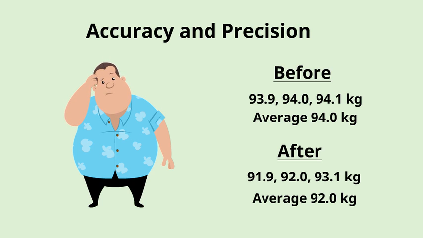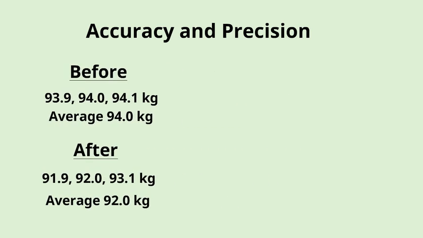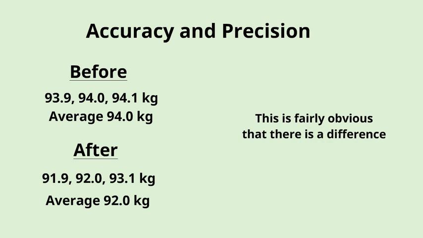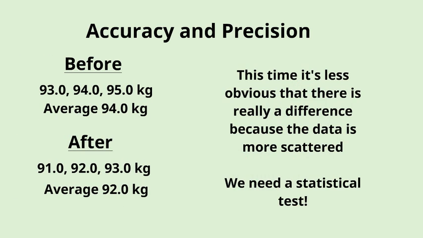So how can we tell if two sets of numbers really are different? In this case, did John really lose weight? Well, if the difference between the averages is large and the scatter of the data is small, it might be obvious. But in other cases, scientists have to resort to statistical tests to look at how big the difference is between the averages and how scattered the data is.